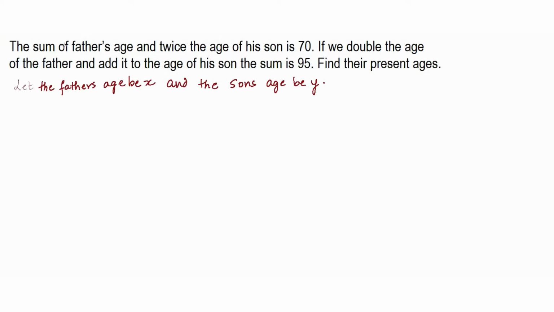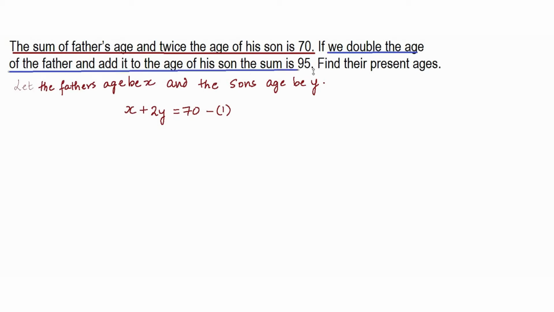The sum of the father's age and twice the age of the son. So the sum of father's age, that is x, plus twice the age of his son, that is 2y, is 70. That's the first equation. And now let's see the second equation. If we double the age of the father, that is 2x, and add it to the age of the son, the sum is 95. That is 2x plus y is equal to 95. This is the second equation.